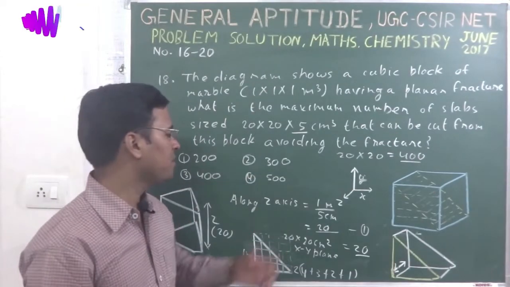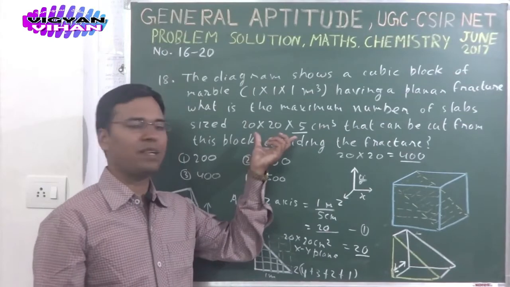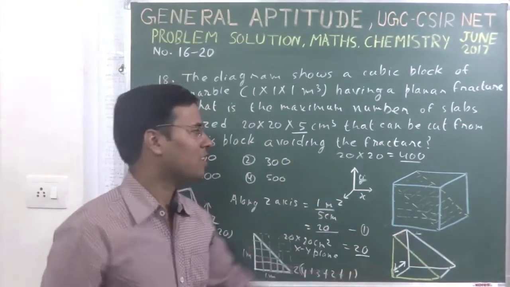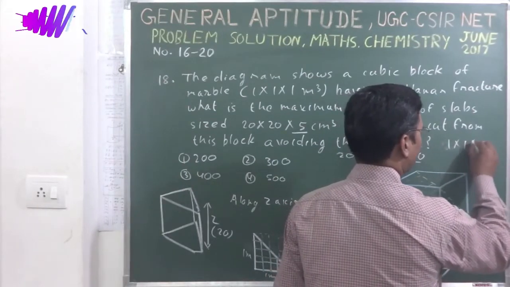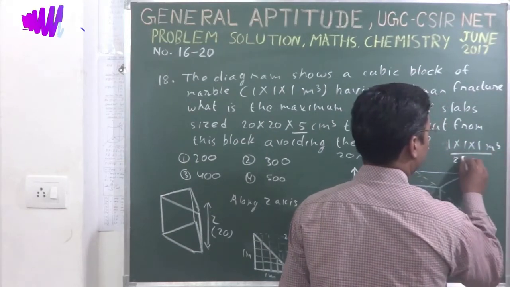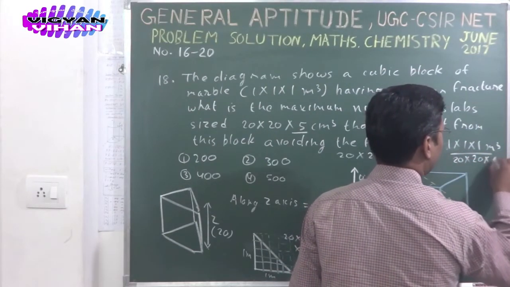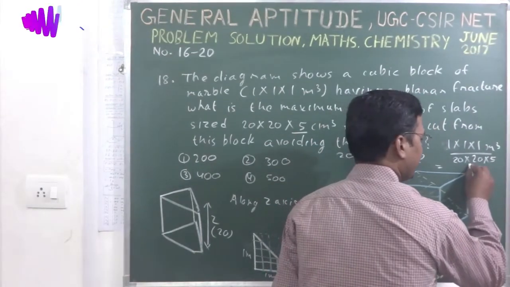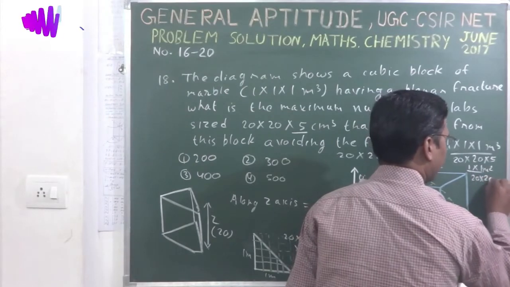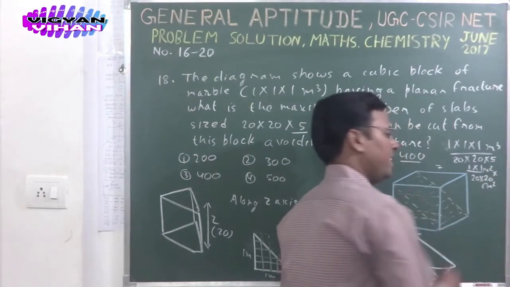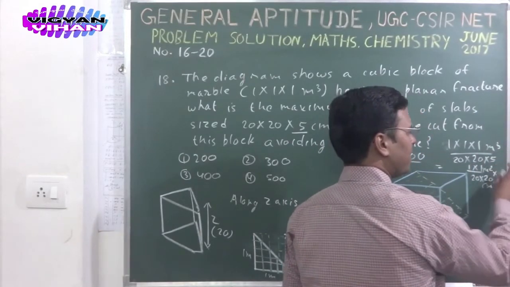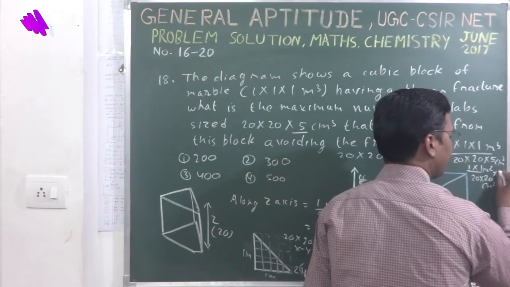Otherwise you can use the formula for the maximum number of slabs of this size which can be cut from this total cubical block: 1 by 1 by 1 meter cube, divided by 20 by 20 by 5. Now we can write here 1 by 1 meter square, divided by 20 by 20 centimeter square, and then multiply it with 1 meter upon 5 centimeter. That will give you the value 20 simply.